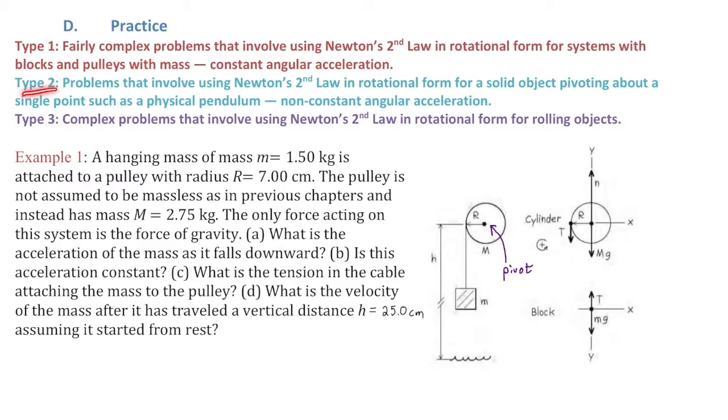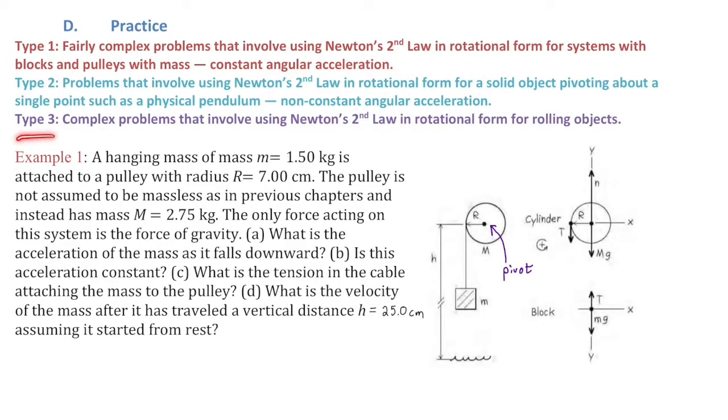Then we have type 2, which are problems that involve using Newton's second law in rotational form for solid objects pivoting about a single point, such as a physical pendulum. That's just like, imagine a meter stick that you put upright and you let it fall, okay? Or imagine a meter stick that you're holding at the top and you're letting it swing back and forth. Right? And that's in contrast to something called a simple pendulum, which is just an assumed massless string with a bob, which is just all the mass at the bottom of the string. Right? Simple versus physical pendulums. Okay? But we'll actually talk about more pendulums in our oscillation chapter. All right, so that is non-constant angular acceleration.